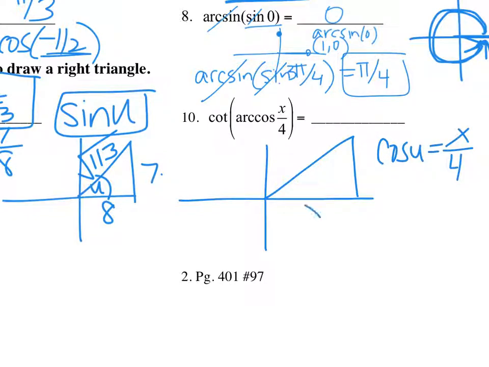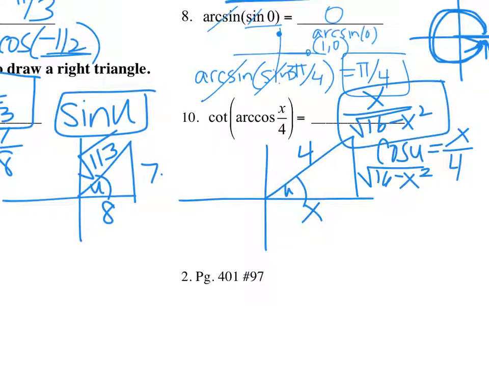X over 4. So x over 4. SOHCAHTOA. Does that help? Did you say SOHCAHTOA a lot in your head? I do too, yeah. All right, so then that means this side would be the square root of 4 squared minus x squared. Don't tell me that's 4 minus x. All right, so then here's u, and we're going to evaluate the cotangent. Cotangent is going to be the reciprocal of tangent, so that would be x over rad 16 minus x squared. That would be the answer right there.